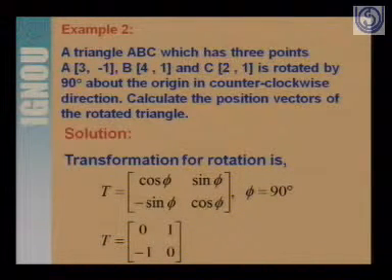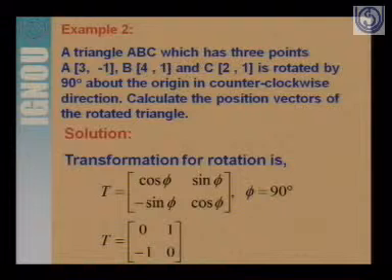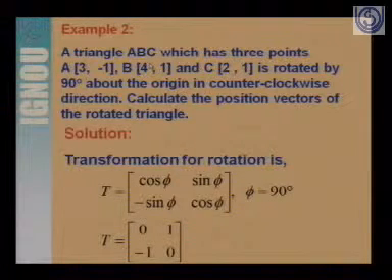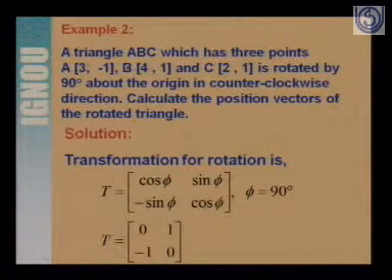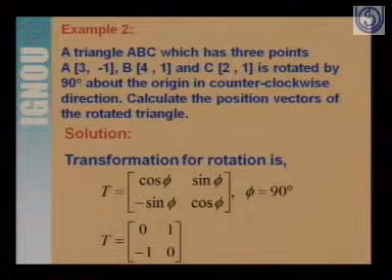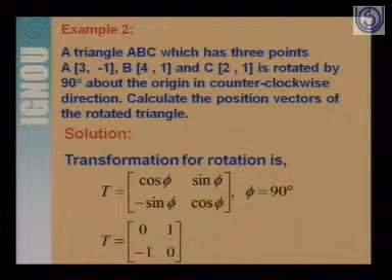We are considering more and more examples because whatever knowledge you have gained, if you apply that knowledge for solving any problem, then definitely your knowledge will be crystal clear. So let us take a very simple problem, a triangle. Triangle is our 2D object. A triangle ABC which has 3 points, A (3, -1), B (4, 1), and C (2, 1), is rotated by 90 degree about the origin in counterclockwise direction. Calculate the position vectors of the rotated triangle.